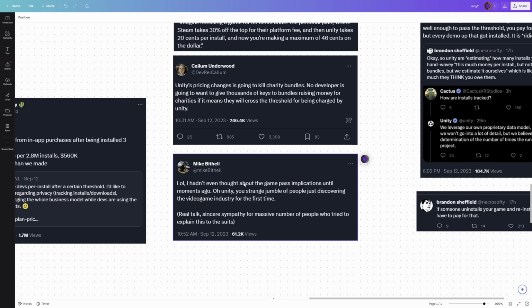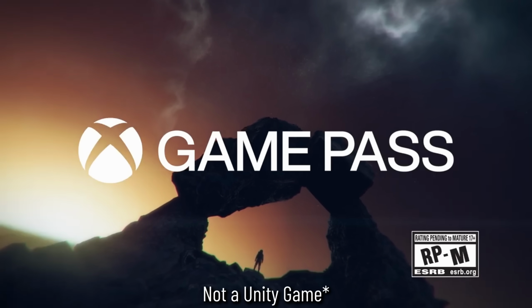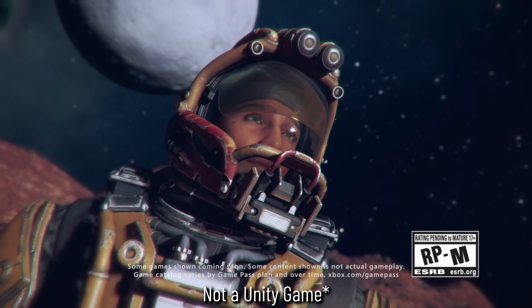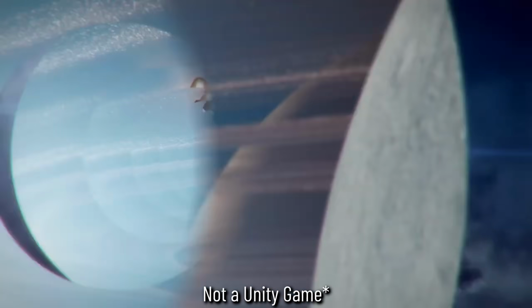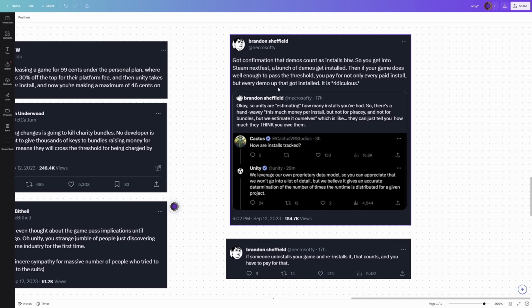Here's one more. I hadn't even thought about the Game Pass implication until moments ago. Yeah, if you're installing on Game Pass, that would have counted as an install. And here's one more confirmation. I got confirmation that demos do count as installs, by the way. So if you get into Steam Next Fest, a bunch of demos get installed. Then if your game does well enough to pass the threshold, you pay not only for every paid install, but every demo that got installed. And then if someone uninstalls your game and reinstalls it, that counts and you have to pay for that.